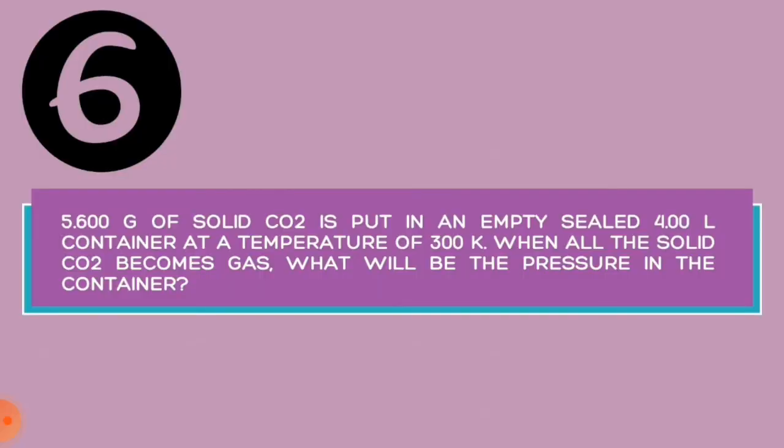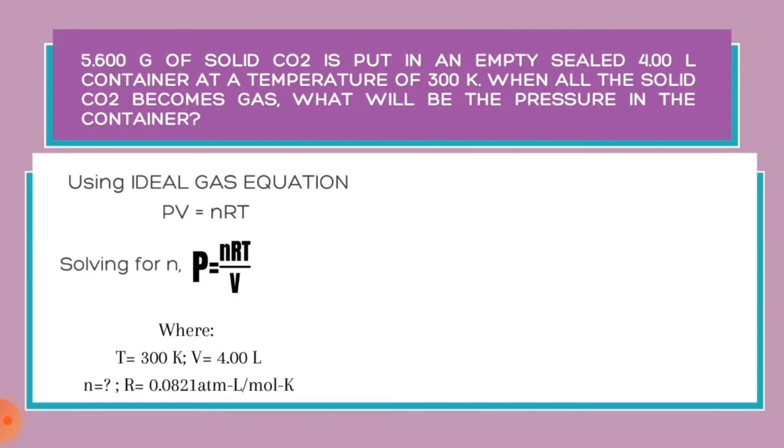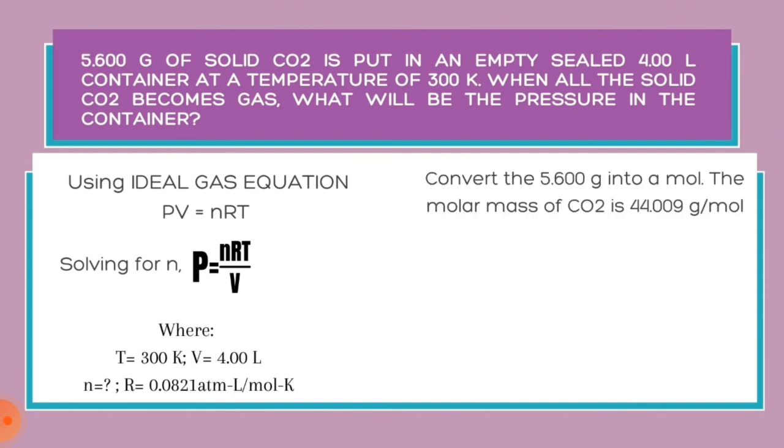Next, number 6. 5.600 grams of solid carbon dioxide is put in an empty sealed 4 liter container at a temperature of 300 Kelvin. When all the solid carbon dioxide becomes gas, what will be the pressure in the container? Using the ideal gas equation, PV equals nRT. The value given is 5.600 grams, but the value of n should be in moles. So let us convert this 5.600 grams into moles.